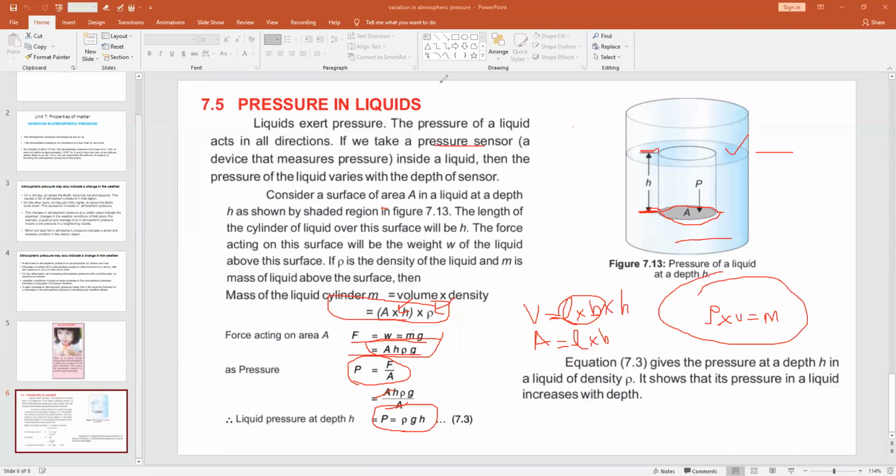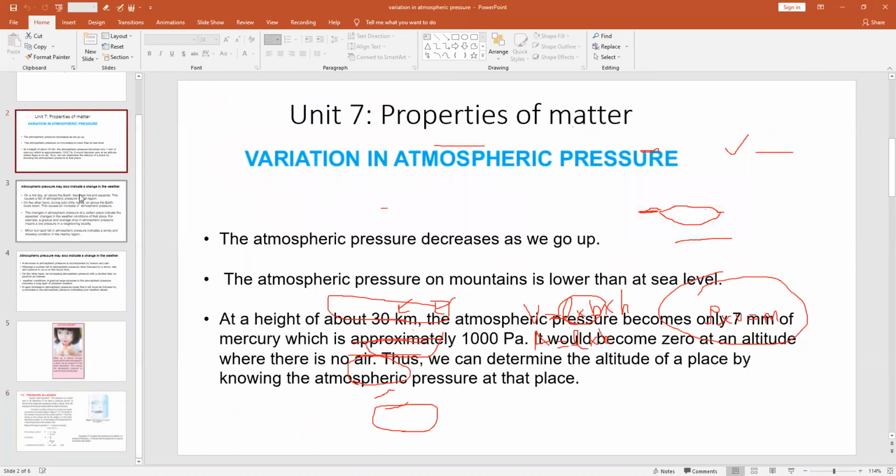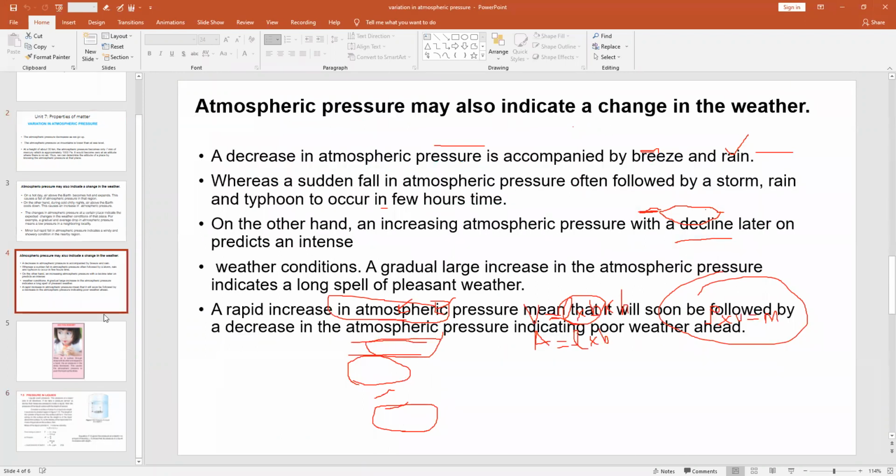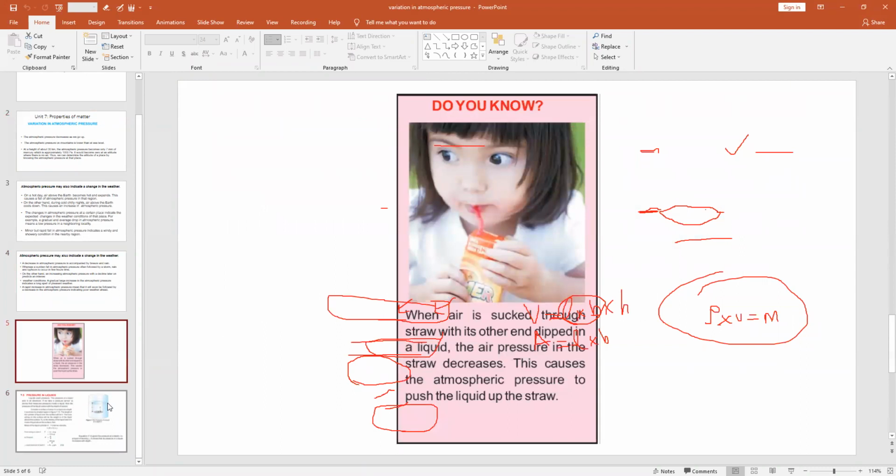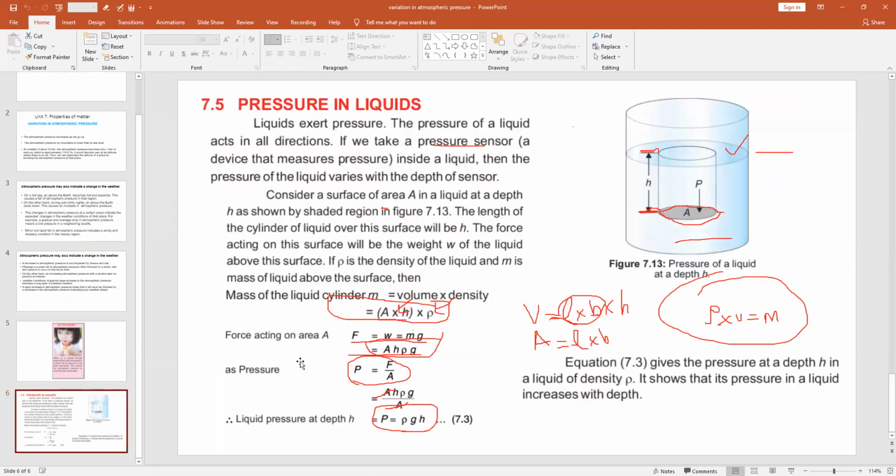So class, the lecture we have discussed today is about variation in atmospheric pressure. You can read this topic from your book as well, right? This is the application of atmospheric pressure, and the main topic is 7.5, that is pressure in liquid. So pressure in a liquid can be calculated with the help of the formula P is equal to rho gh, and it's very simple. You just have to take any cylinder, fill it with water, and then take any point or area where you have to calculate the pressure.